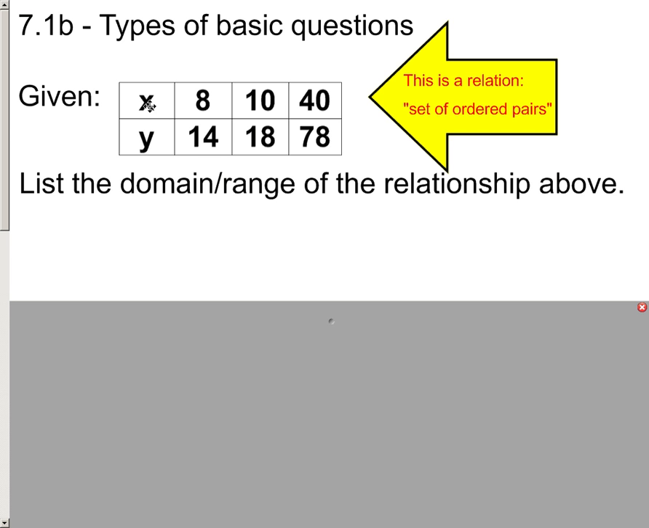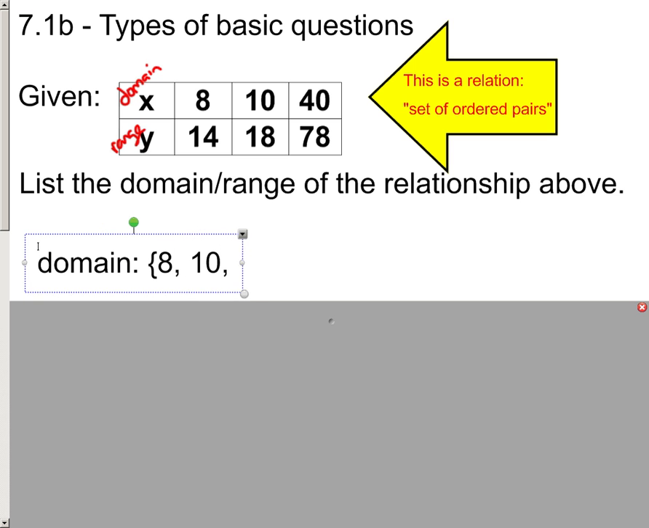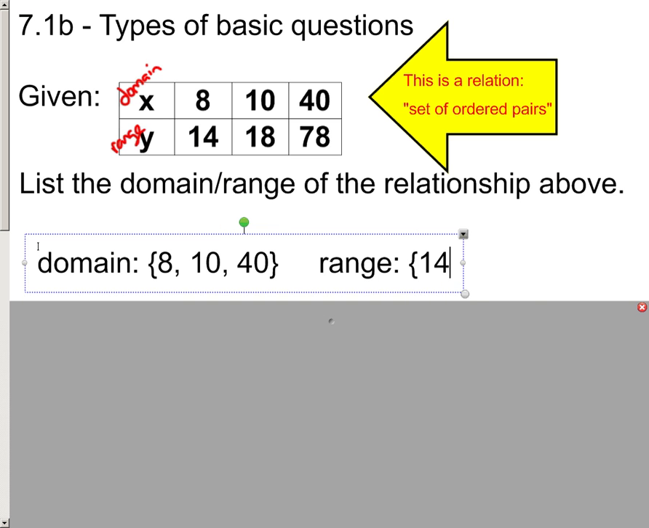And they might pull this trick. Instead of labeling the X domain, they'll call it X, because they expect you to sit here and go, you know what? I know this is the domain. And I know that Y, another name for that, is the range. So when it comes time to list it, we can say, okay, here's the domain. Put a bracket right there. It would be 8, 10, and 40. And here's the range. It would be 14, 18, and 78.